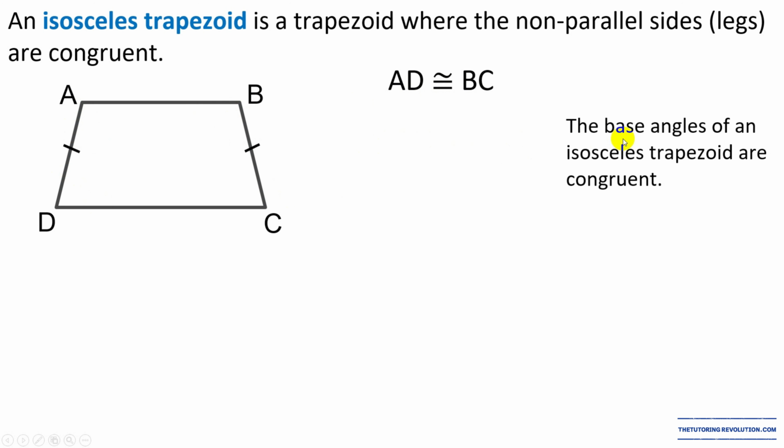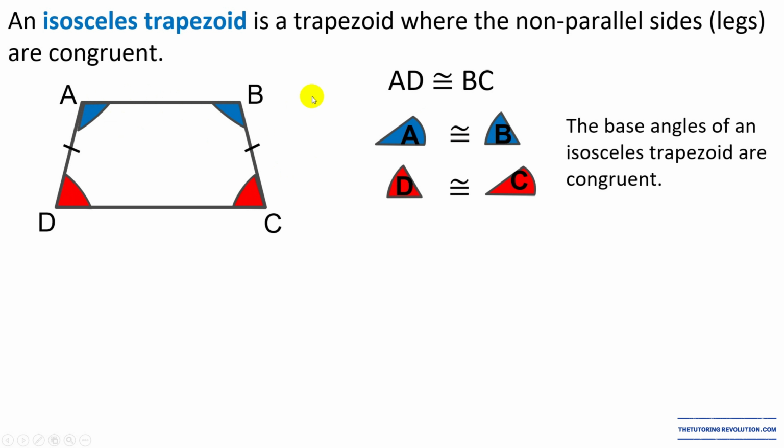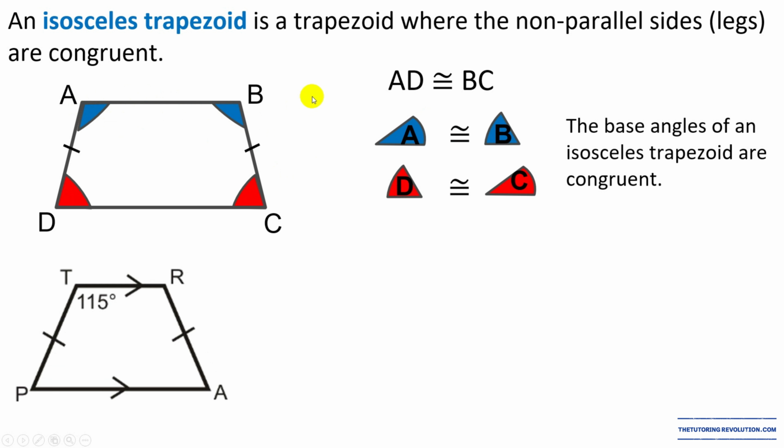The base angles of an isosceles trapezoid are congruent. So angle A is congruent with angle B because these are the upper base angles. And angle D is congruent with angle C. They are the lower base angles. So now that we know that these angles are congruent to each other, and these two are also congruent to each other, let's try to solve this problem here.